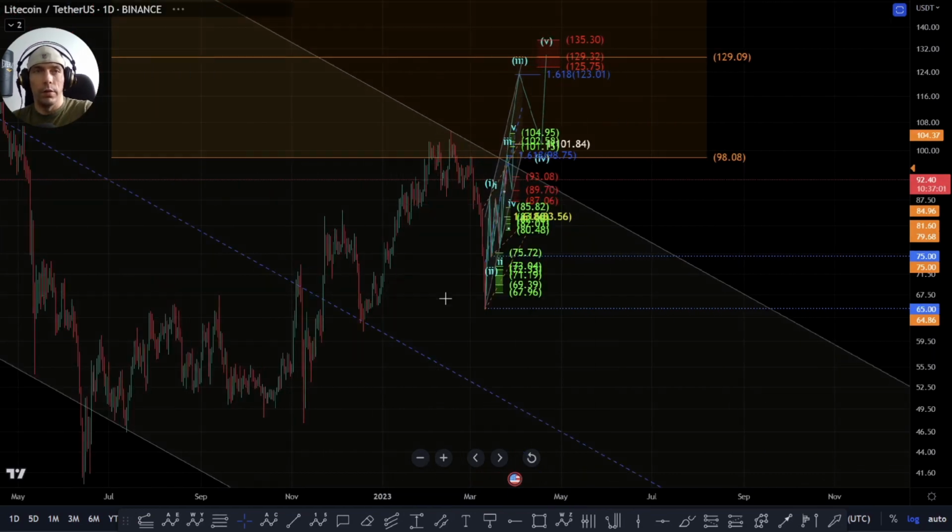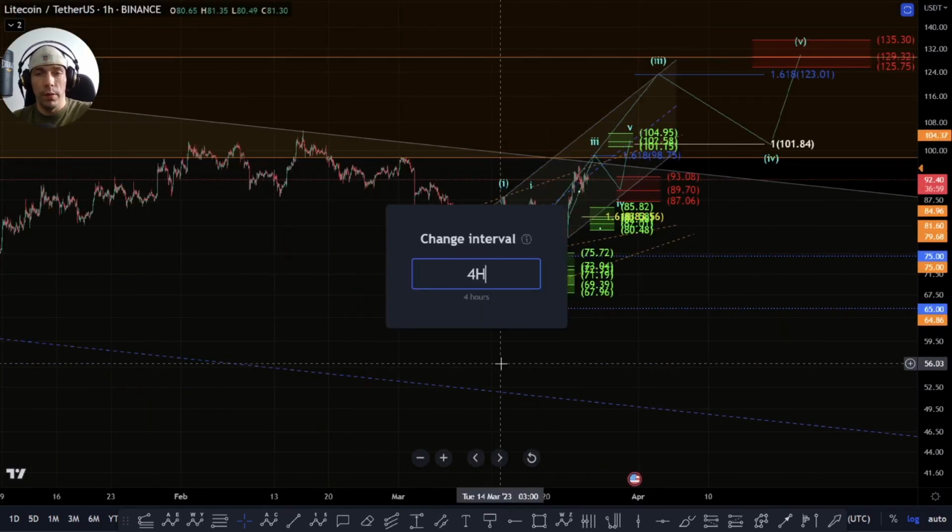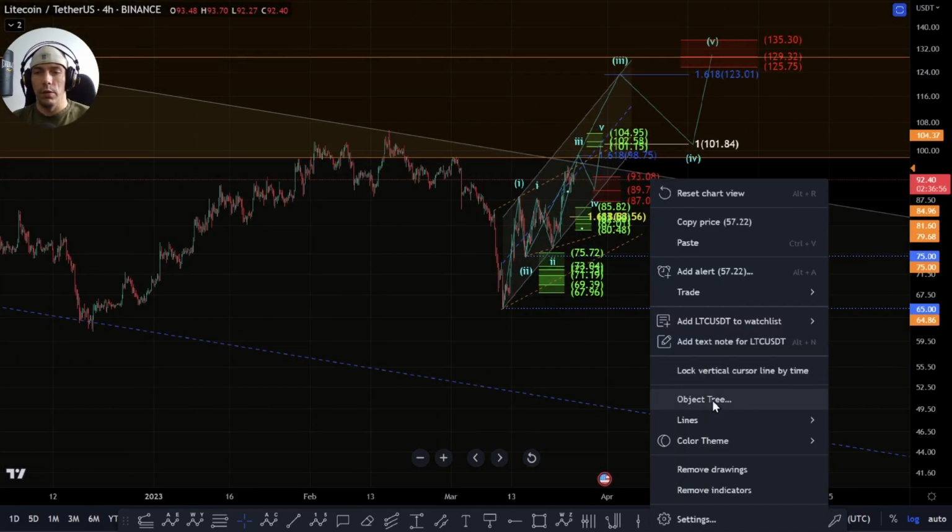Okay, so I'm going to go back down into the hourly. The other way that we're looking at this move is basically looking at it as a corrective structure down.